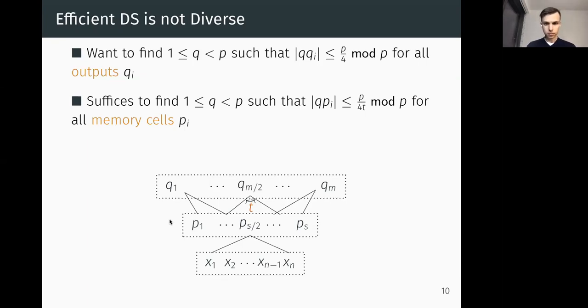So if we are able to find a multiple q such that q times p1 is at most p over 4t, q times p2 is at most p over 4t modulo p, and so on, then taking a sum of at most t of such elements will give an element of absolute value modulo p at most p over 4 for any query. And so all the outputs of the data structure will be bounded by p over 4 modulo p.